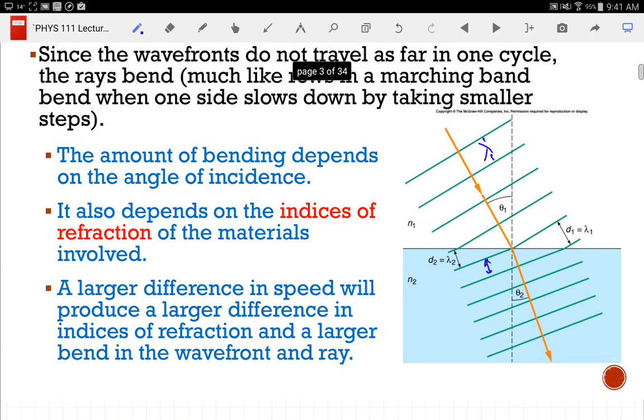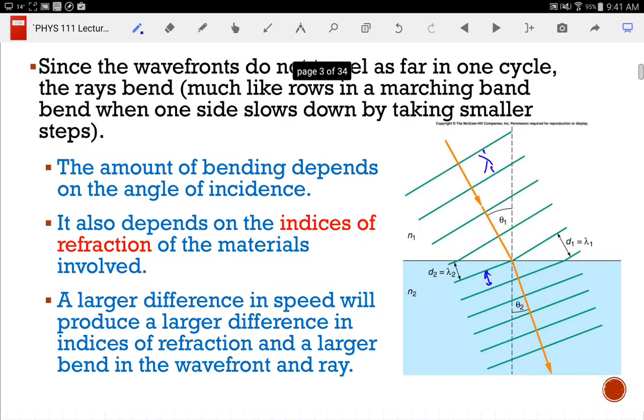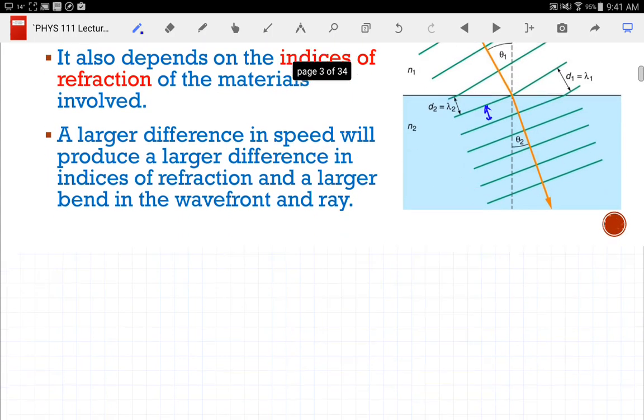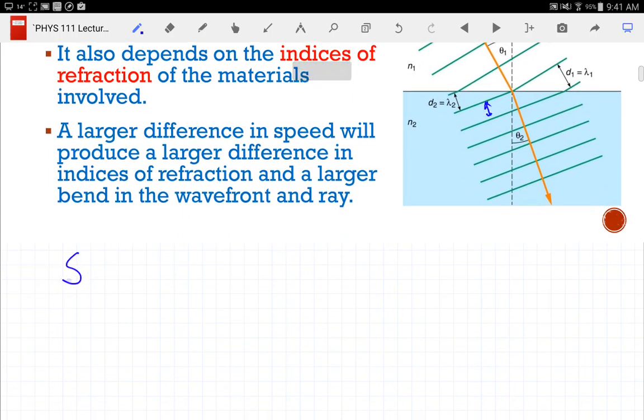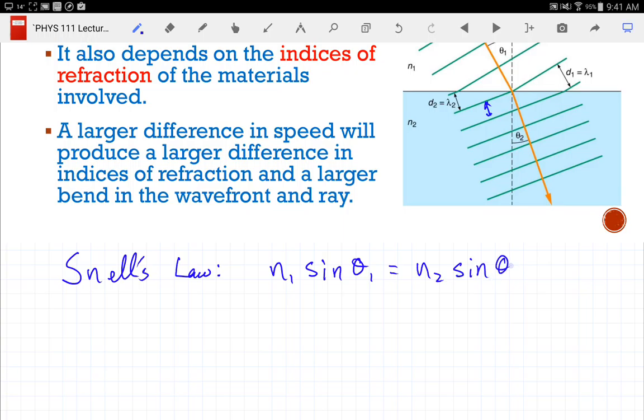And now I'm going to show you here the correct equation. On the next slide, there's an approximation. The correct equation for calculating how much the light is going to bend is just based on using geometry. It's called Snell's Law. And it says N1 sine theta 1 equals N2 sine theta 2.